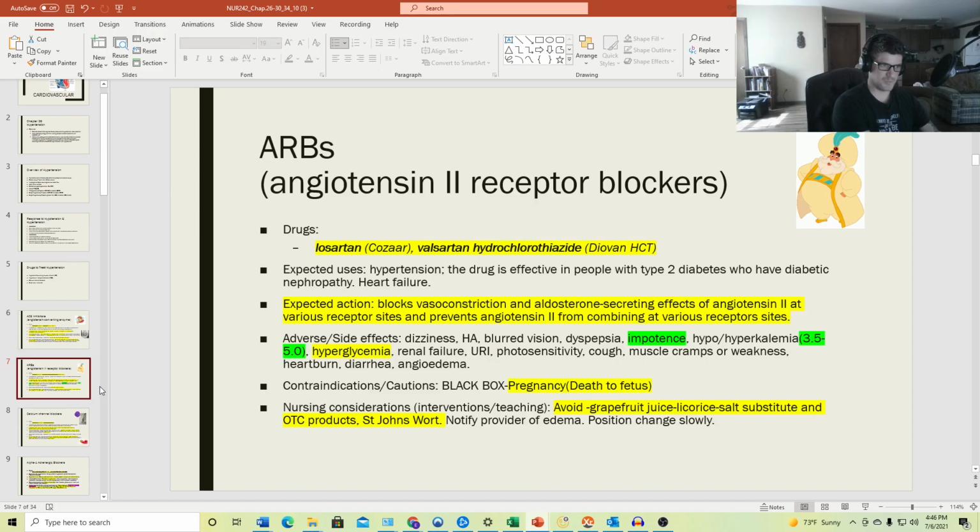This one also kills babies. So ACE and ARBs are baby killers. Not good. That's your black box warning. Pretty easy to remember. Those are the only contraindications for the both of them.